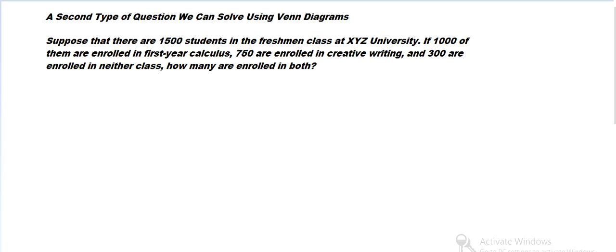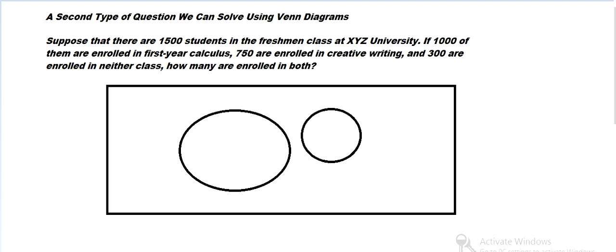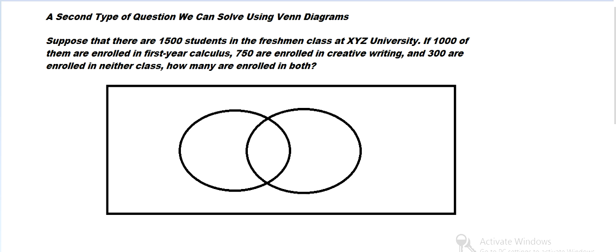So again, we can use a Venn diagram to represent this. So we've got an entire universe of 1,500 students. That's what we call the total group. We call it the universe. So we've got the total equals 1,500.